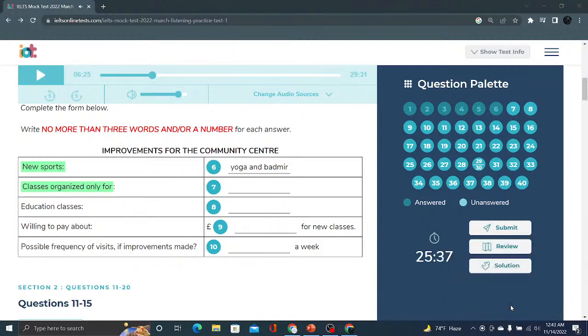Did you get the answer? He was saying the class would be only for pensioners. Okay, the answer would be pensioners.